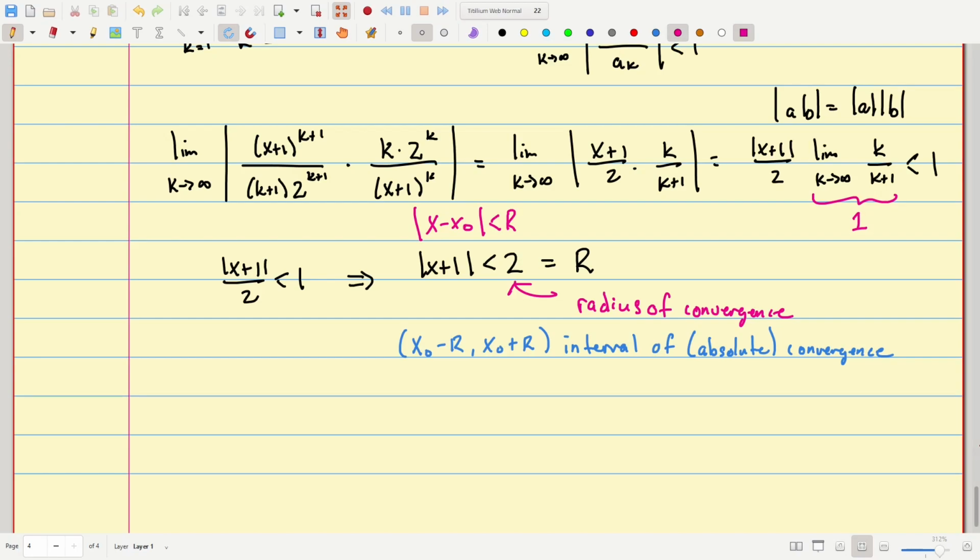And depending on whether or not you check the endpoints, one or more of the endpoints might technically be included in the interval of convergence, but we don't get those easily from the ratio test. Generally, we're not going to worry about it. But technically you can evaluate the endpoints to see whether or not they work. But conditional convergence isn't good enough. You need them to converge absolutely.